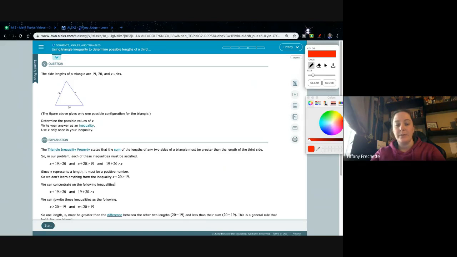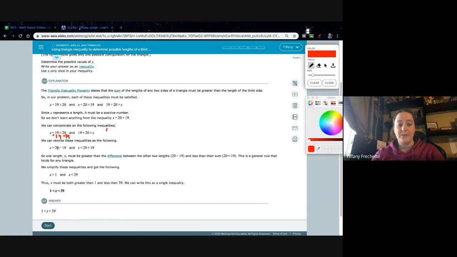And they show you right away, we can rewrite these inequalities as follows. We have x is greater than 20 minus 19, and x is less than 20 plus 19. All they did was subtract 19 from both sides on the first one. On the other one, they didn't really change anything. They just flipped it, moving x to the left side and 19 plus 20 over to the right side. So if you do 20 minus 19, you get 1. And if you do 20 plus 19, you get 39.